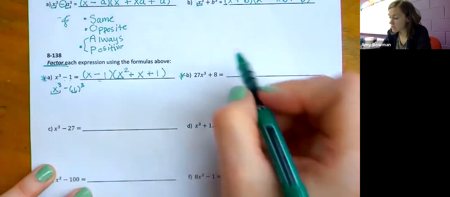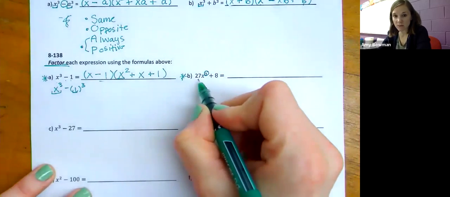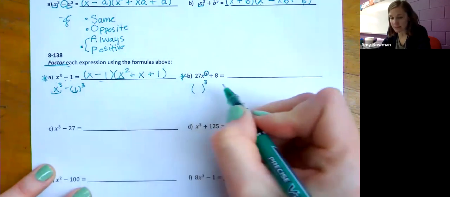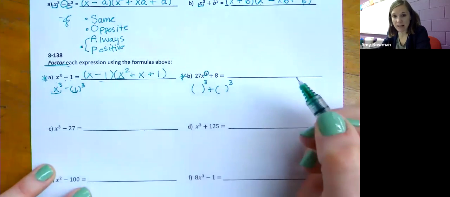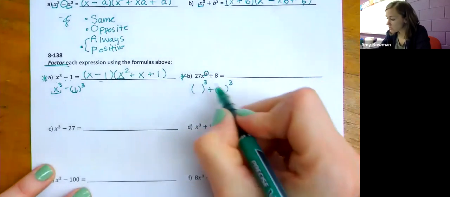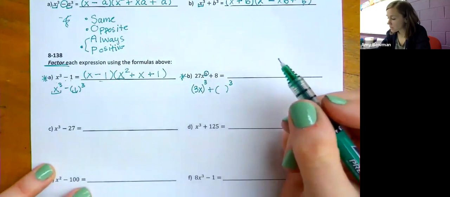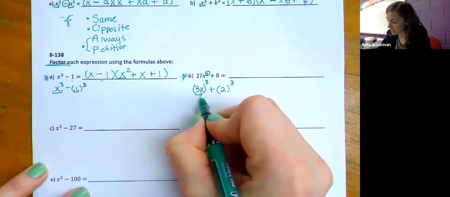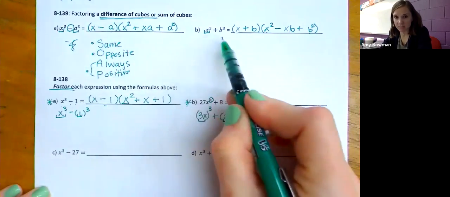So this is a sum of cubes. The hint obviously is that I see a 3 here, but then we need to stop and think. 27 is also a perfect cube, and so is 8. So now we need to think, what are we cubing to get 27x cubed? And what are we cubing to get 8? We need to figure out the cube root of each of those things. I would have to cube 3x to get 27x cubed, and I would have to cube 2 to get 8. So this is my A and B, or my X and B like we had up here.